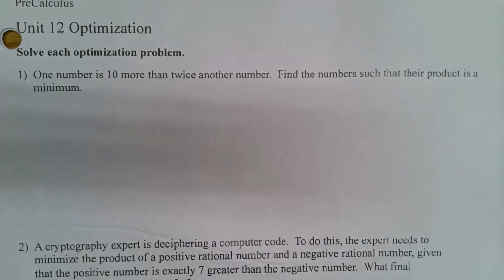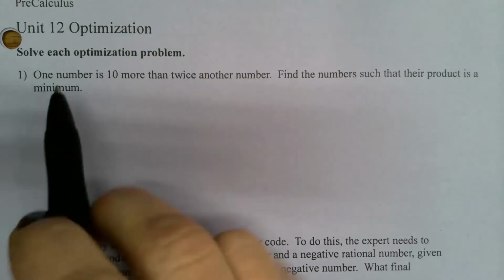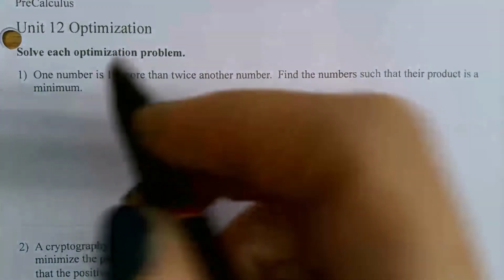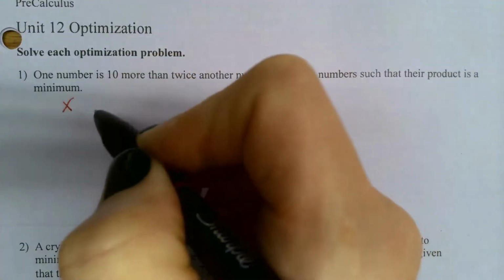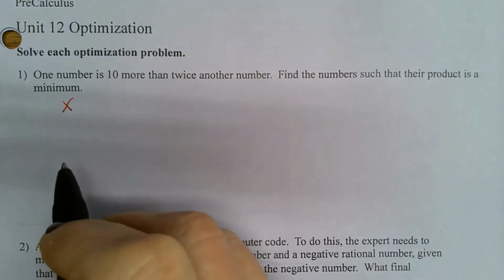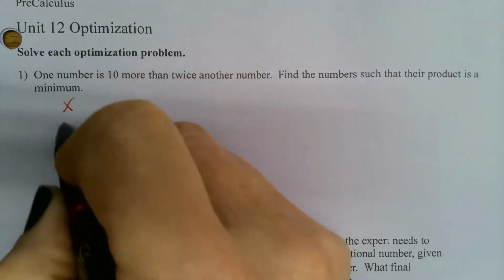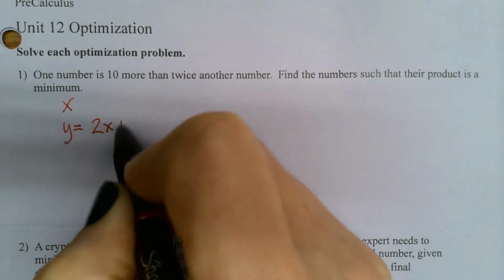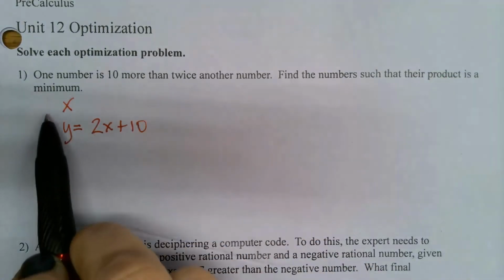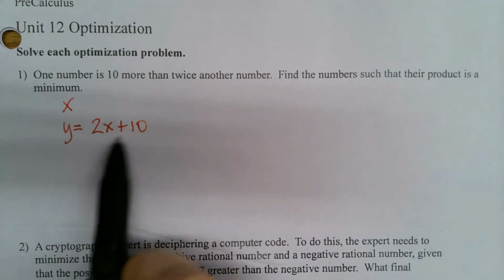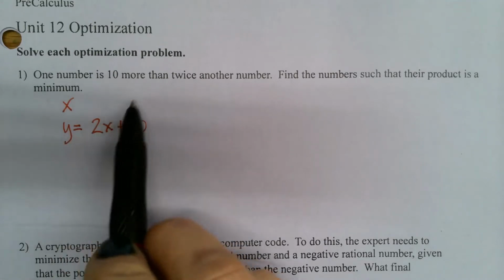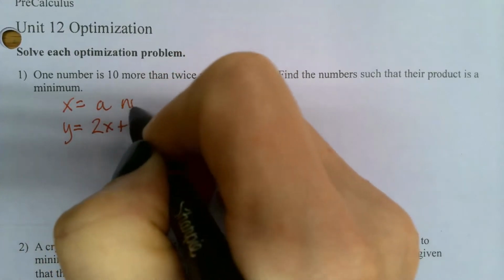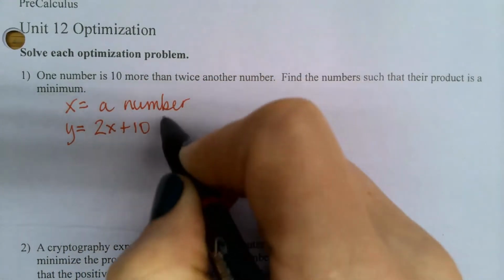And so I'm going to start real general. What if I'm just working with numbers in general? So one number is 10 more than twice another number. And so I have to consider what I'm thinking about here. One number, maybe I'll call X the one number. And then the other number will be 10 more than twice that one. Okay, so I have a number, and then 10 more than twice that number is my other number. So now I have my two values that I'm looking at, a number, and Y is the other number.